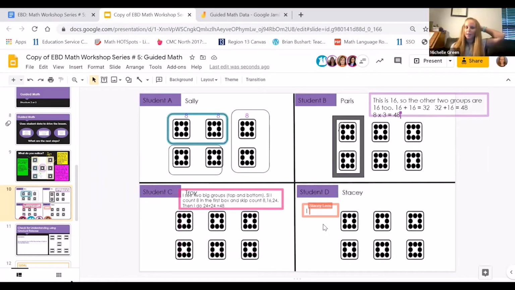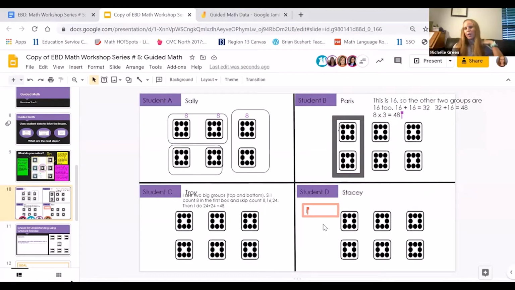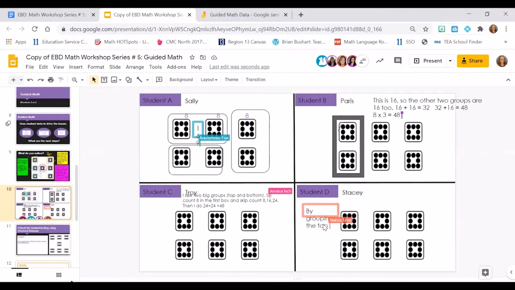Hey, Paris, talk to me for a second. I noticed that you had 3 times 8. What made you switch it to 8 times 3? Well, there's eight in each one. So I know it has something to do with eight. And then I did it three times. I had to add three times.